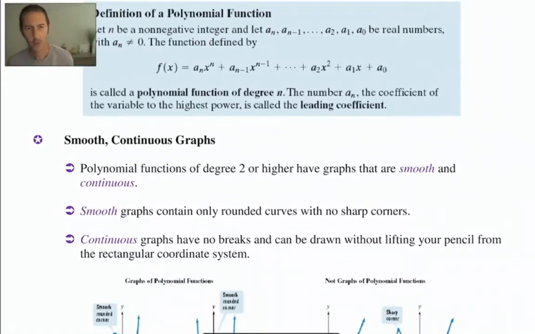Okay, and when we graph these polynomial functions of degree n, right, so the largest exponent present is going to tell us the degree of the function. That should be in your notes. The degree of the function is determined by the largest exponent. The number that's in front of the variable to the largest power is called the leading coefficient.